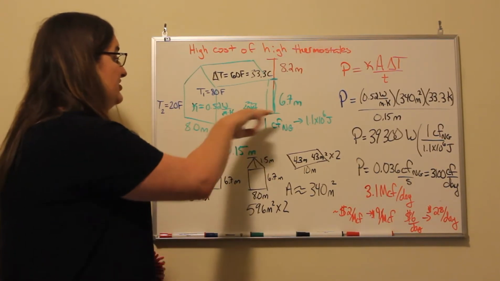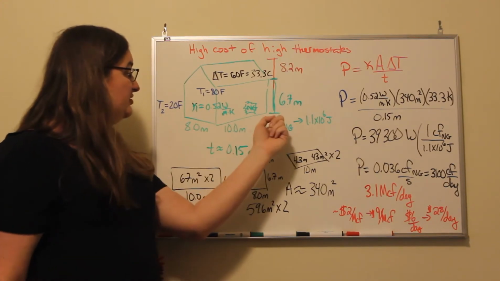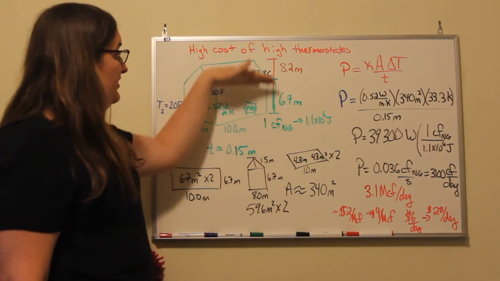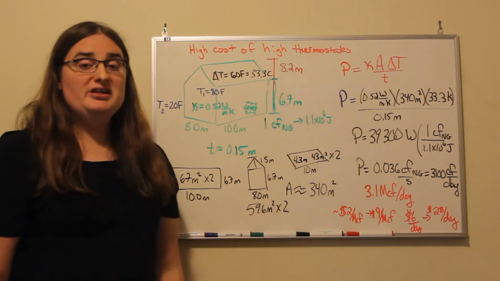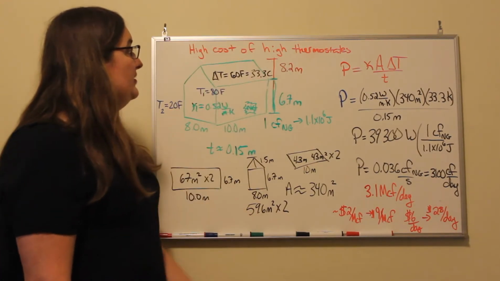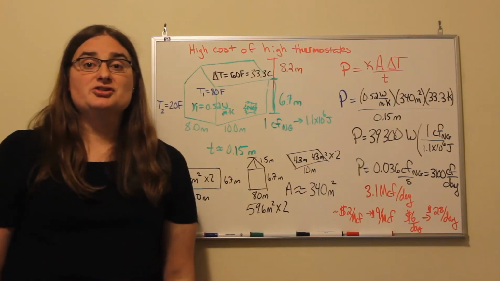So the house that we're looking at has a front dimension of 10 meters. It's 8 meters deep. It's 2-story, so the roof is about 6.7 meters above the ground, and it goes up to an ultimate height at the crest of the roof of 8.2 meters.